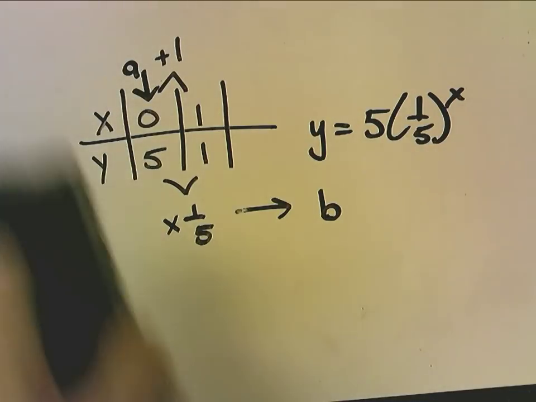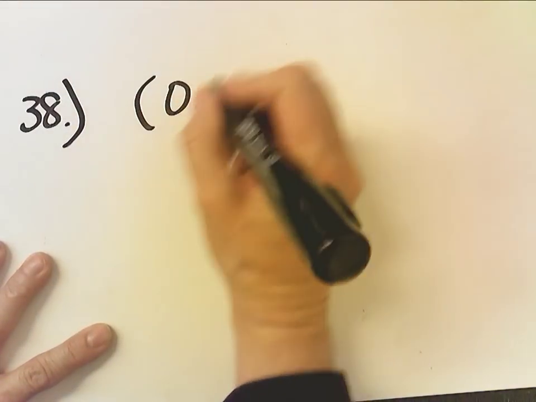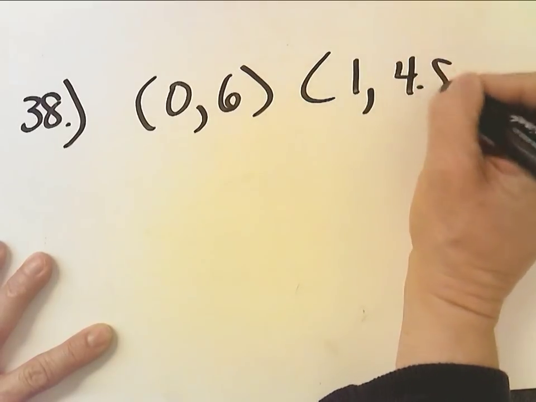Okay, now, if we look on page 53 in the margin, I have copied problems 38 and 40 for you from page 536. I want you to stop the video and try to do 38 and 40 on your own. And after you do them on your own, turn the video back on and see if you're right. Okay, so 38, they tell us here's 2 points, (0, 6), and (1, 4.8).